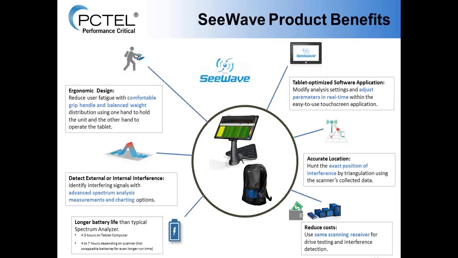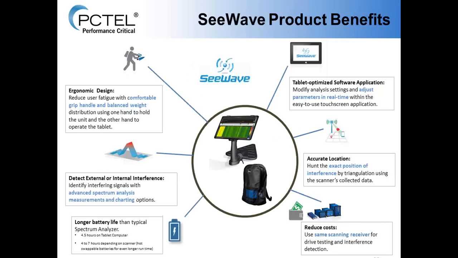Secondly, this is not only limited to your internal interferences, but also to sources beyond your existing bands, or external interferences. So you can identify both internal and external interference. PCTEL scanning receivers can go from as low as 150 megahertz to 6 gigahertz. So you can use this entire frequency range to locate interference.